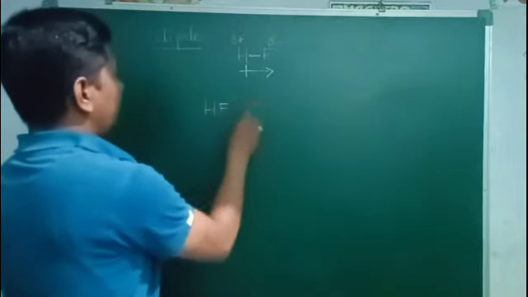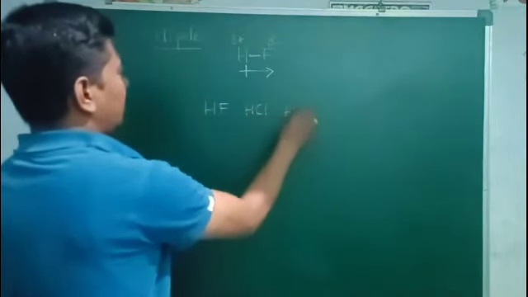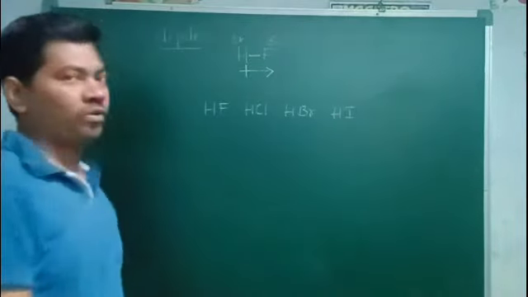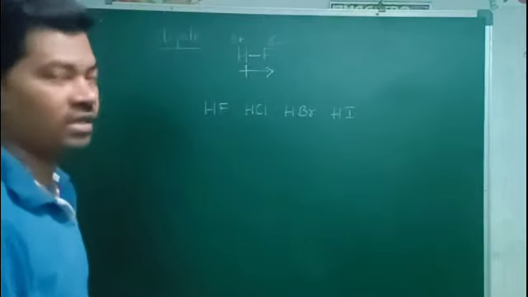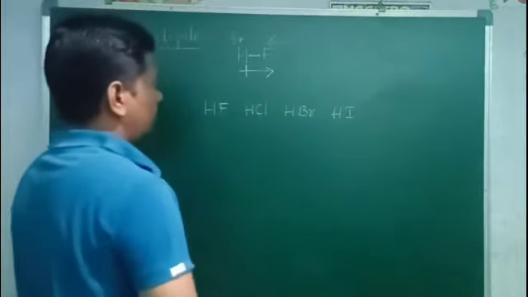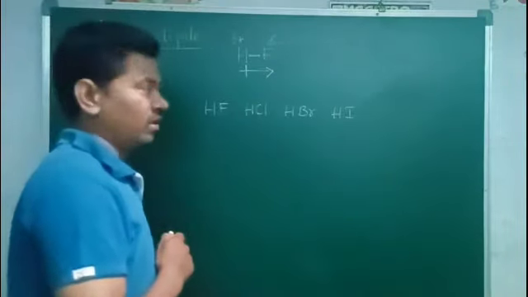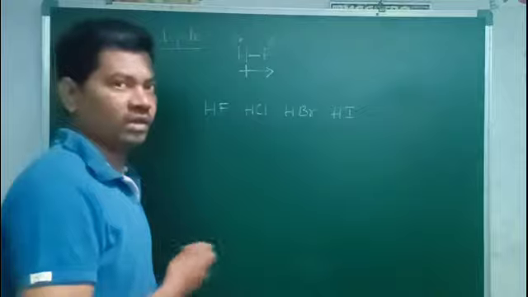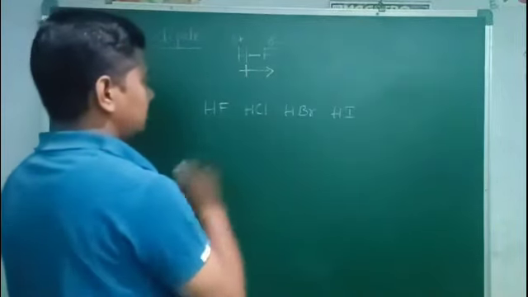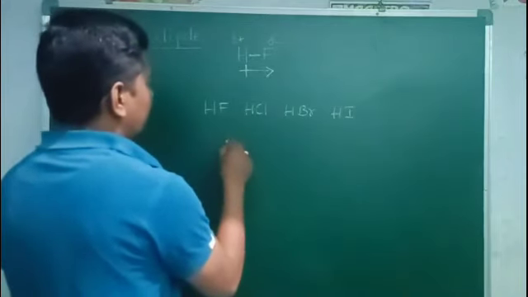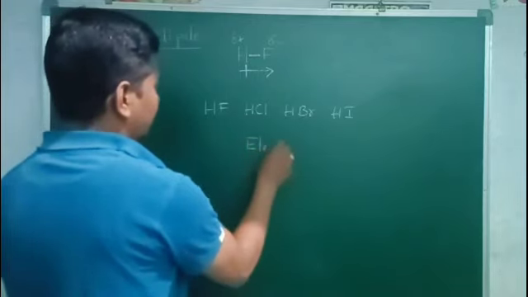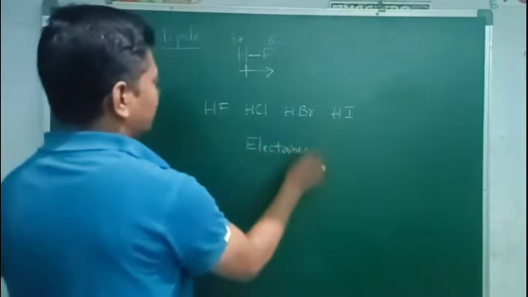HF molecule, HCl molecule, HBr molecule and HI molecule. Hydrofluoric acid, hydrochloric acid, hydrobromic acid and hydroiodic acid. Four types of molecules are present here. Then how do you arrange these molecules in decreasing order of dipole moment? Which one will have more dipole moment? In this type of molecules, you can answer this type of question based on electronegativity. Electronegativity you should consider.